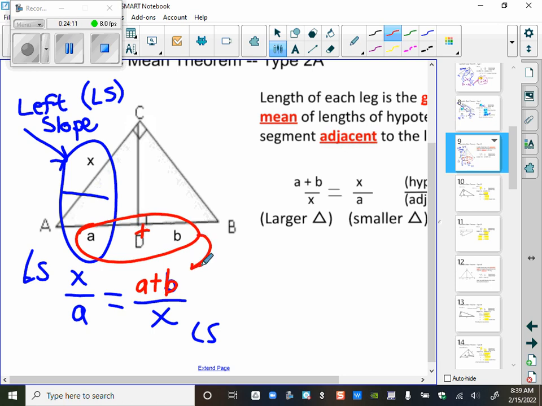So anytime your value is on the slant, you can still use your first ratio right here, X over A. However, if it's on a slant, the other one has to be the sum of the 2 bases. So that's the big difference between the previous problems.